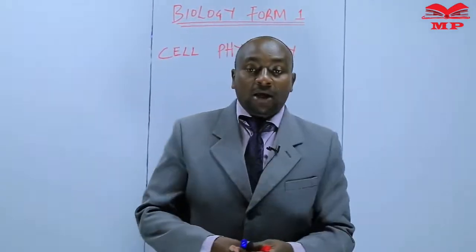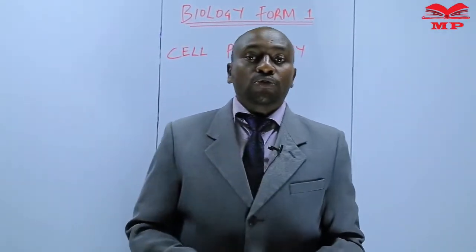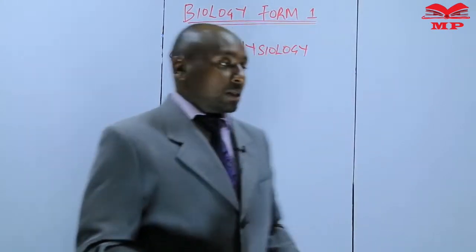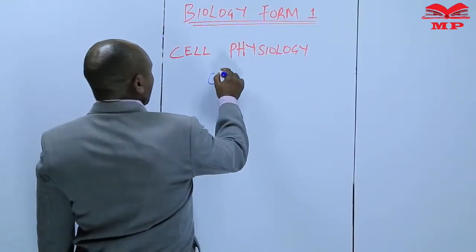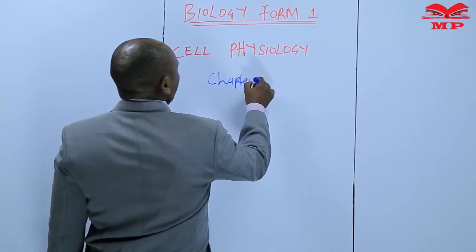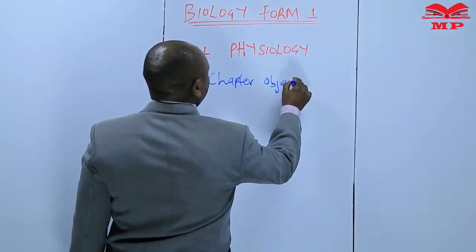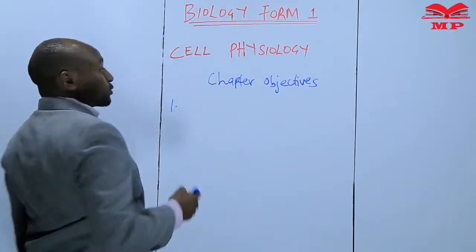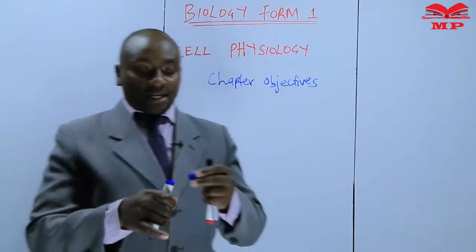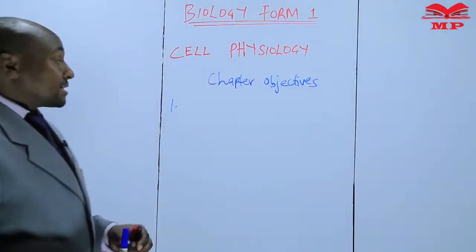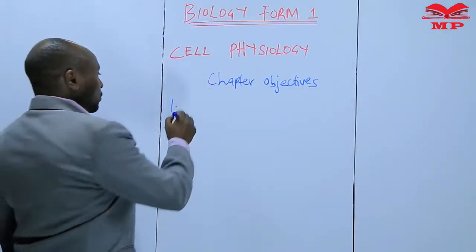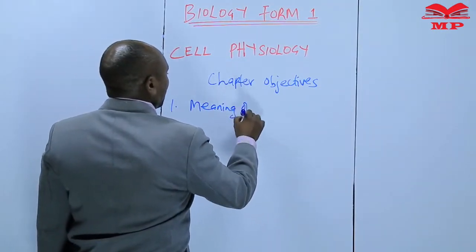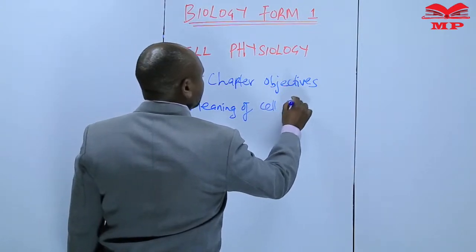First of all, I would want us to go through the objectives of this topic. So we look at the chapter objectives. The first one, we need to understand what is cell physiology. So we need to understand the meaning of cell physiology.